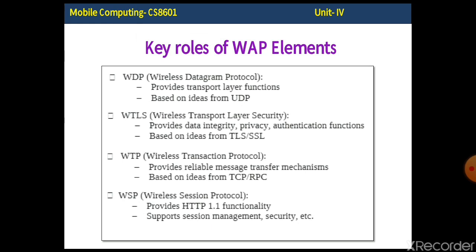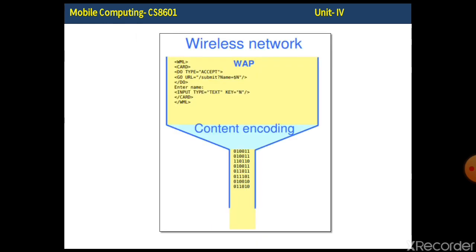Next one is wireless transport layer security, specifically for authentication, integrity and privacy related security issues. The next one is the wireless transaction protocol, which provides a reliable message transfer mechanism. Next one is the wireless session protocol that supports connection establishment and session management, including security related issues. This is the structure of the wireless network, the WAP application encoding into the content. So the WAP protocol instructions are converted into binary form. The binary form conversion is called content encoding.